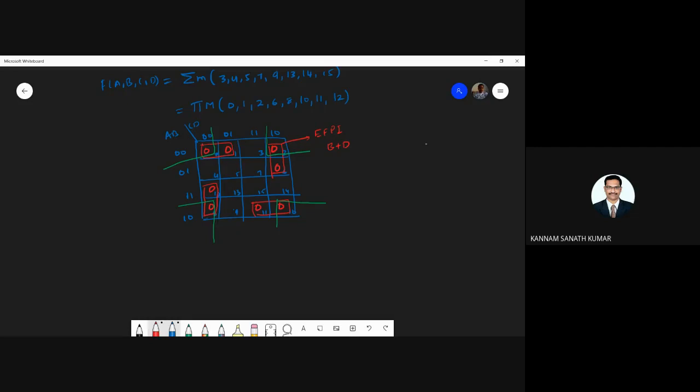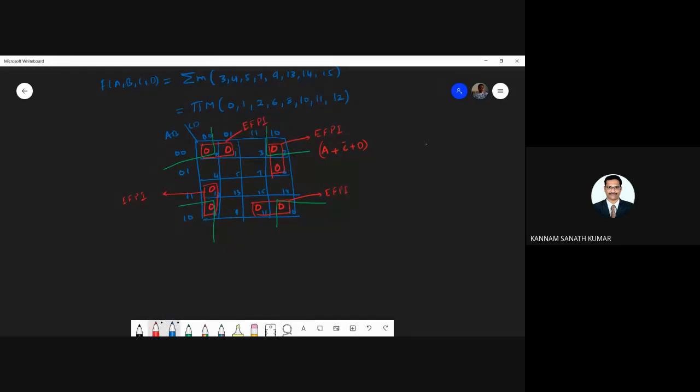Similarly, not B plus D. So here A bar. So here A plus C bar plus D. A plus C bar plus D. And similarly, this is nothing but essential false prime implicant. And this is also, you can write the expression, essential false prime implicant. And this is also essential false prime implicant.